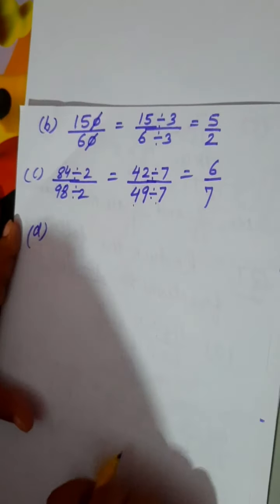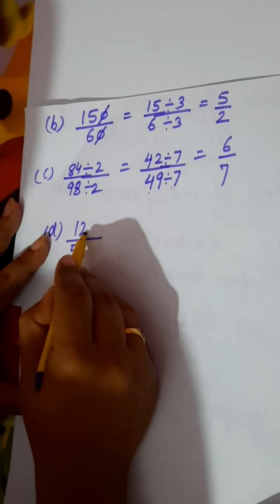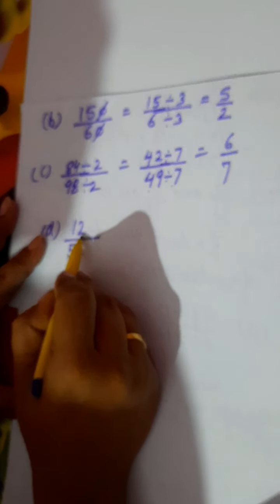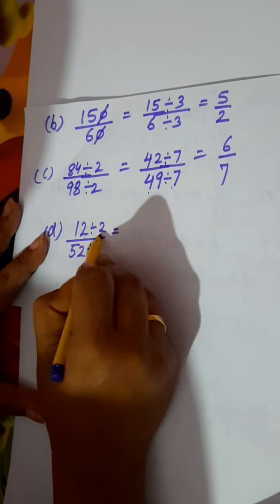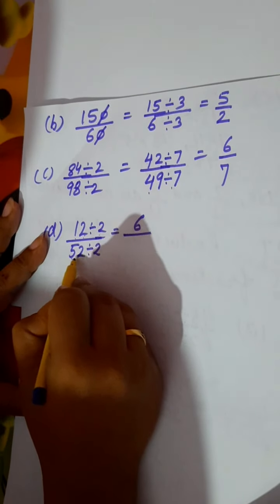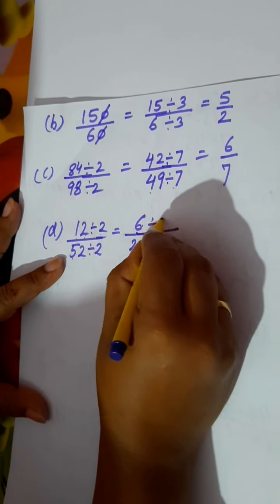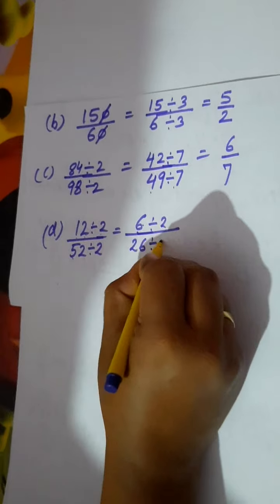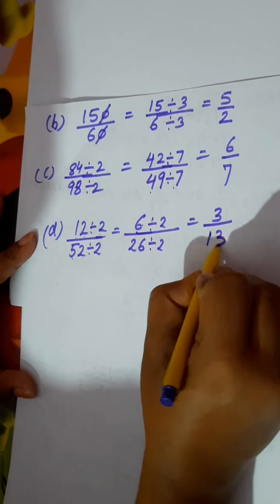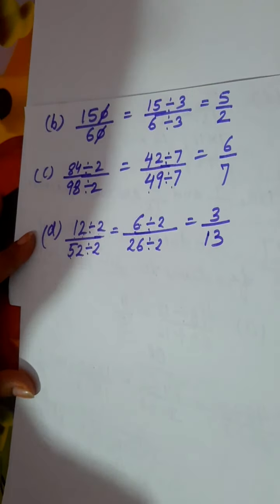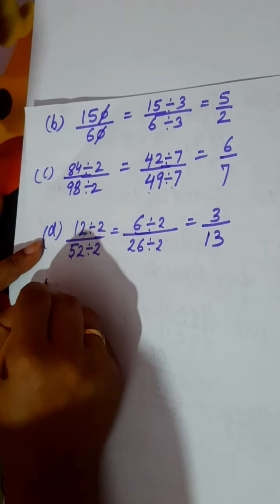Next we have D part. D part is 12 upon 52. This 12, 52, even digit. So both are divisible by 2. Let's start from 2. When you divide 12 by 2, you will get 6. When you divide 52 by 2, you will get 26. Again both are divisible by 2 because there is even digit at ones place. 6 divided by 2, I will get 3. 26 divided by 2, I will get 13. So this is your simplest form. Both are not divisible by any common number. So 3 upon 13 is the simplest form.